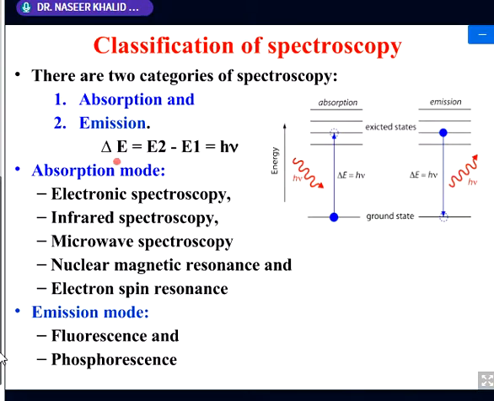And again, the equation is delta E is equal to E2, where E2 is the energy of the high energy level, minus E1, the low energy level, and that is equal to H nu, where H is the proportionality constant.